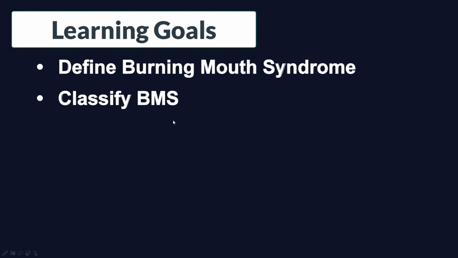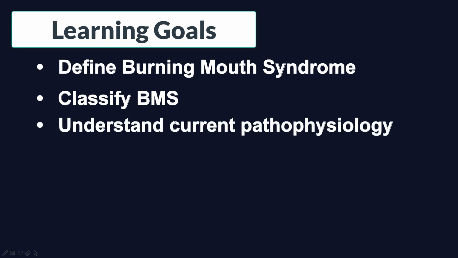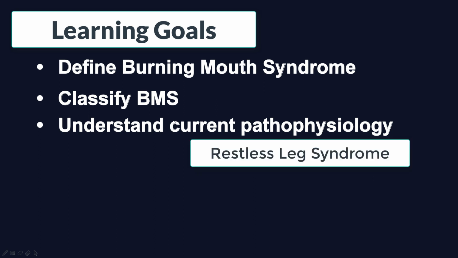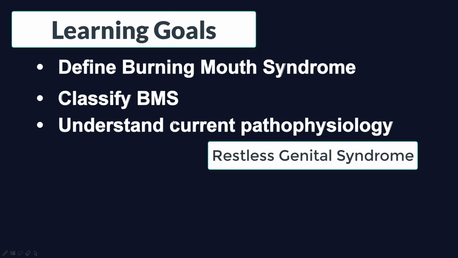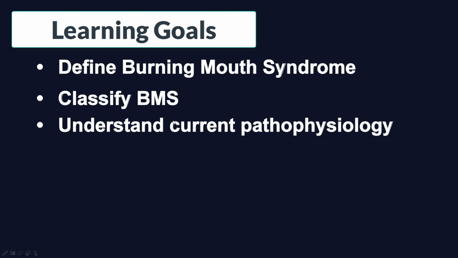Our third learning goal will be to understand the mechanism of disease and pathophysiology of burning mouth syndrome, including some current hypotheses, learning about various factors that may play a role either in isolation or in combination. We will also learn about two related extraoral conditions and how they may influence the management of burning mouth syndrome. Just for a start, these two conditions will be the restless leg syndrome and the restless genital syndrome. These two conditions have similar pathogenesis as burning mouth syndrome.